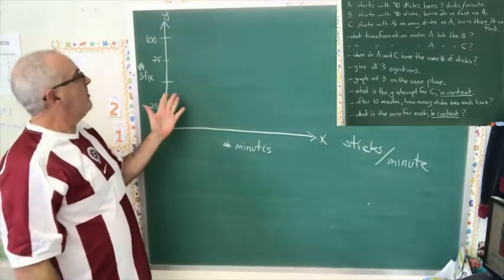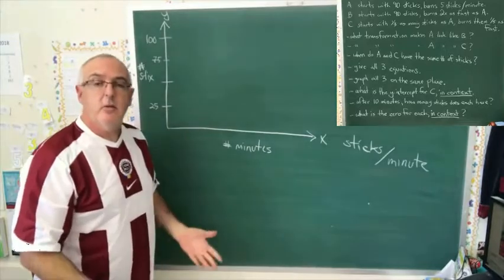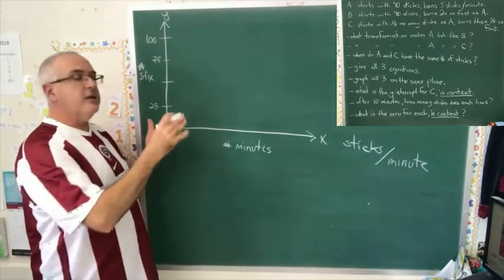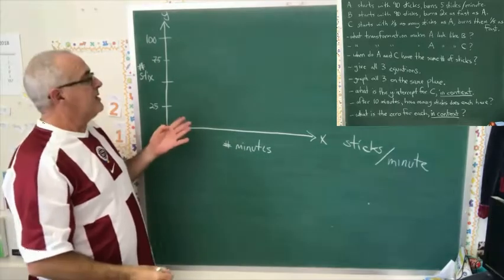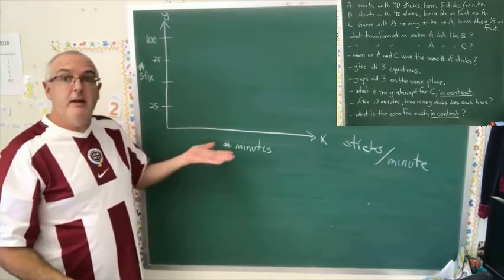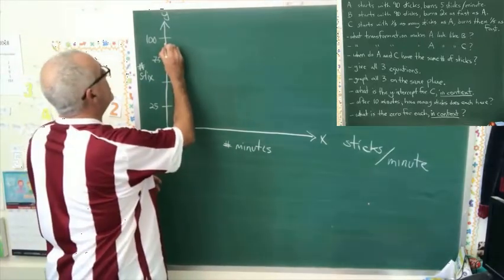Now, why am I not worried about the number getting higher? Because they're burning the sticks. So I can see by the situation that the number of sticks is going to get lower, not higher. They're not collecting sticks. So therefore, I'm expecting a negative slope for these straight lines. 90 is going to be about here.